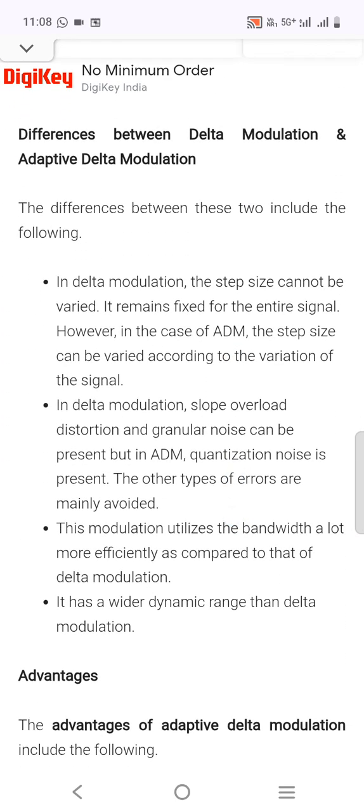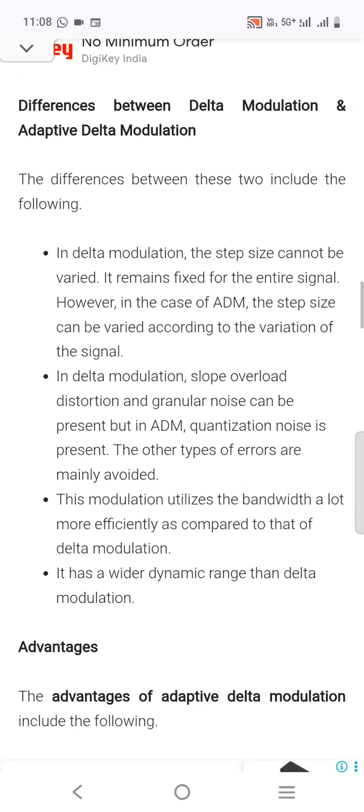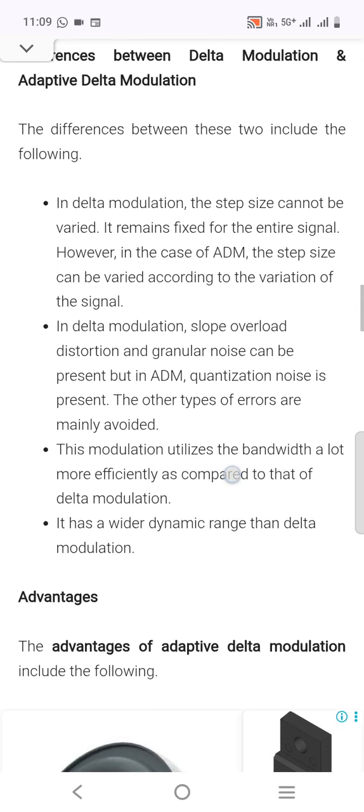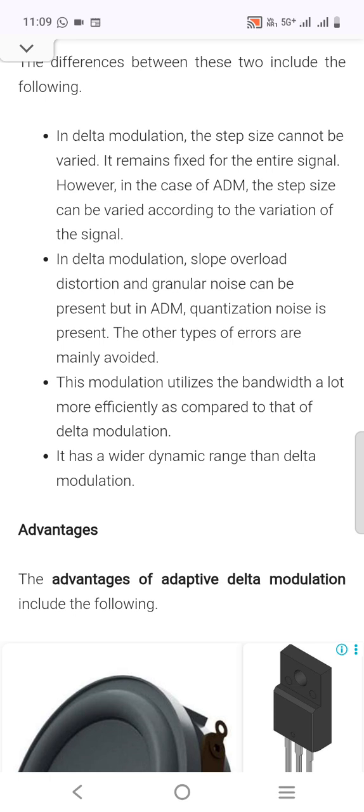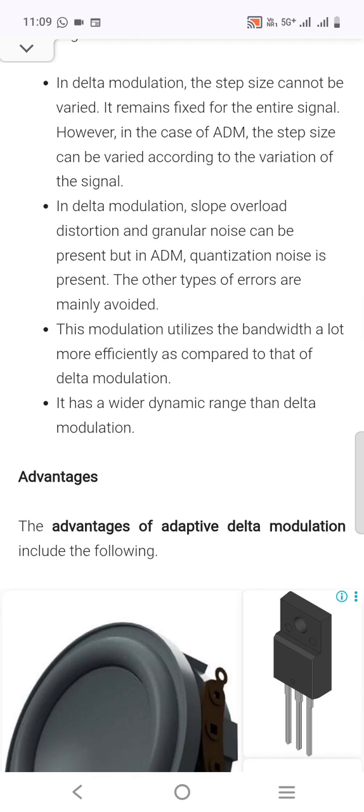Difference between delta modulation and adaptive delta modulation. In delta modulation, the step size cannot be varied. It remains fixed for the entire signal. In case of adaptive delta modulation, the step size can be varied according to the variation of the signal. In delta modulation, slope overload distortion and granular noise can be present, but in adaptive delta modulation, only quantization noise is present. The other types of errors are mainly avoided. This modulation utilizes the bandwidth a lot more efficiently as compared to delta modulation. It has a wider dynamic range than delta modulation.